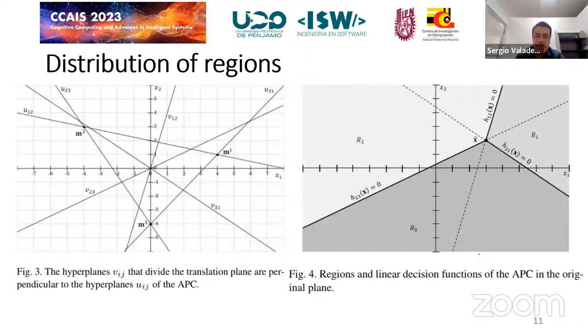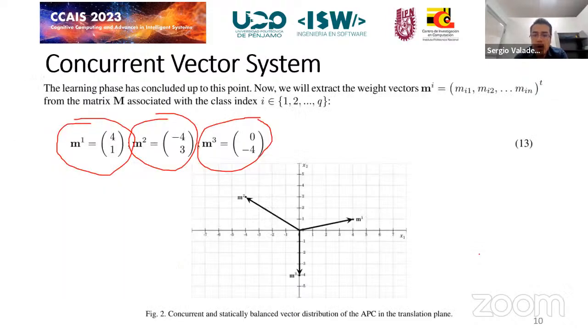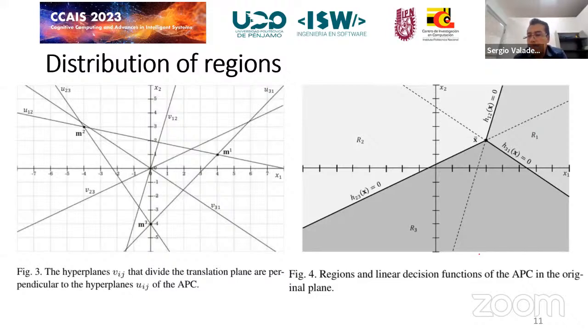This system is constructed by sketching a line between the vectors or points in the plane, the vectors M superscript 1, M superscript 2, and M superscript 3. And we calculated a series of perpendicular lines to these lines, and we can see in figure 4 the regions and the linear decision functions or planes of the associative pattern classifier in the original plane. This region was calculated by using the translator vector forward to visualize the regions formed by this algorithm.